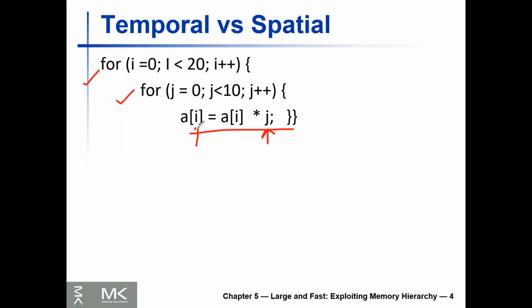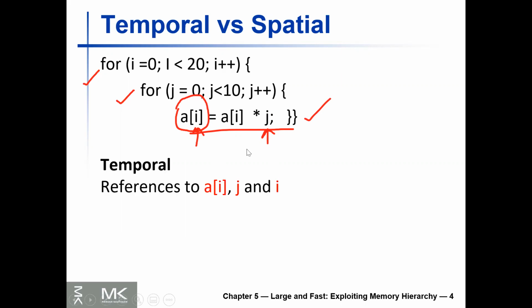I, J, as well as the array A[i] itself, we are accessing, right? So these are what basically, because we just accessed them and we are going to access them again. This is locality in time, the first one we are talking about. So this is the example of temporal locality, references to these things.